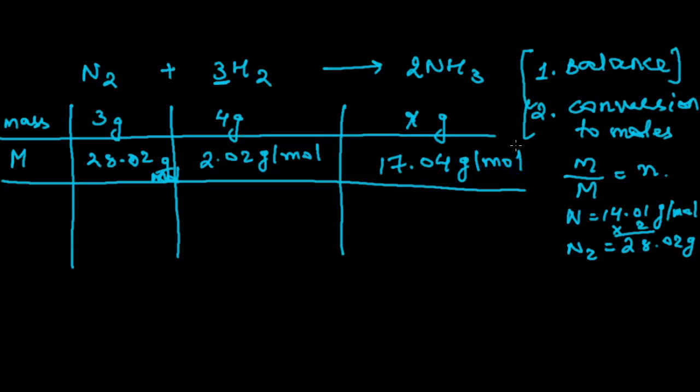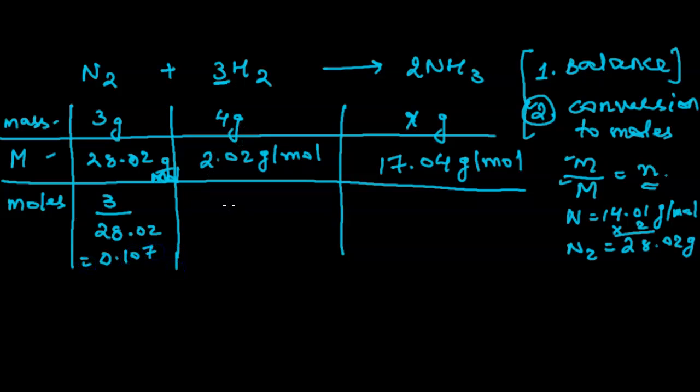Next thing we have to do is we have not yet completed the second step, and the second step is conversion to moles. So to convert to moles, we would have to use both the mass and the molar mass. That's the reason we found out molar mass. We know number of moles is equal to given mass over molar mass. Given mass is this, divided by 28.02, and that gives us 0.107 moles. Similarly, we'll find the number of moles of hydrogen, and that is going to be 4 divided by 2.02, which is equal to 1.98 moles.